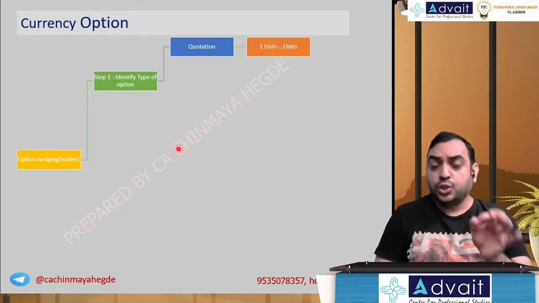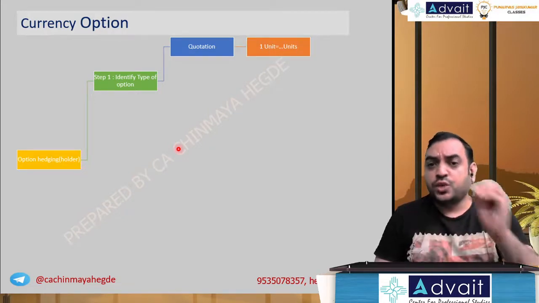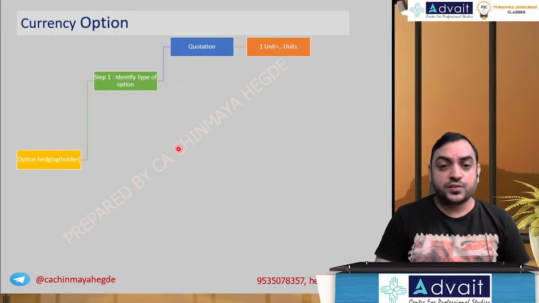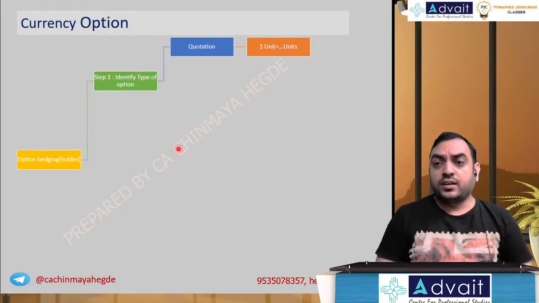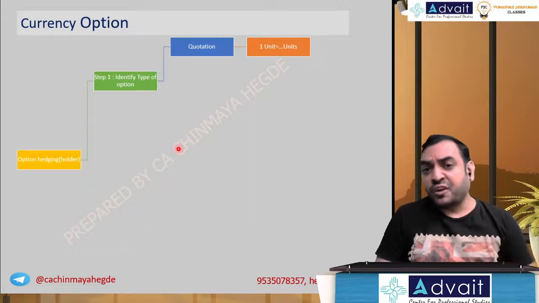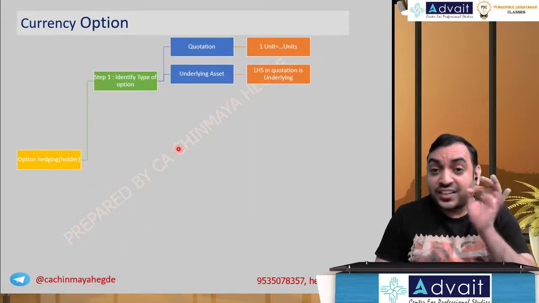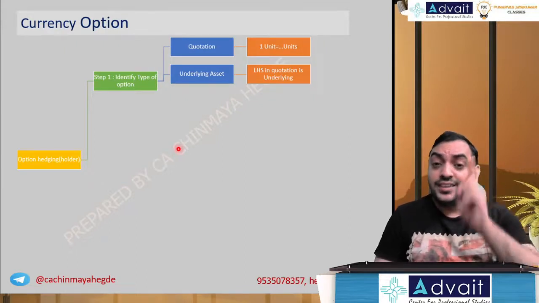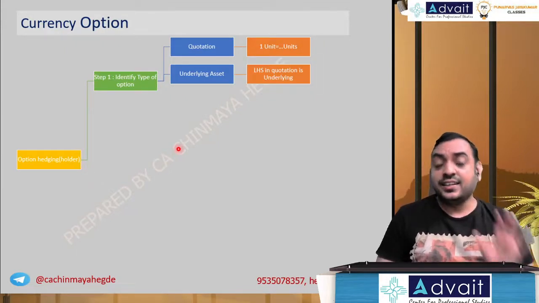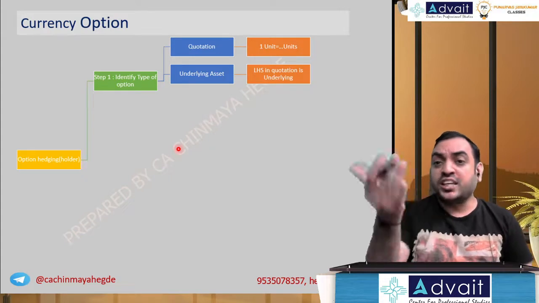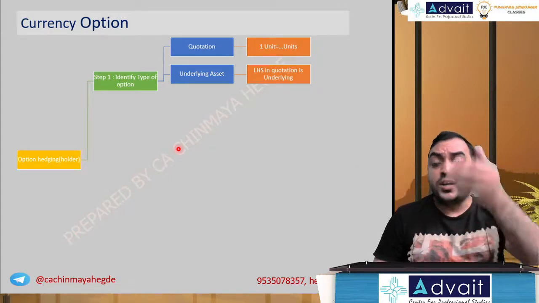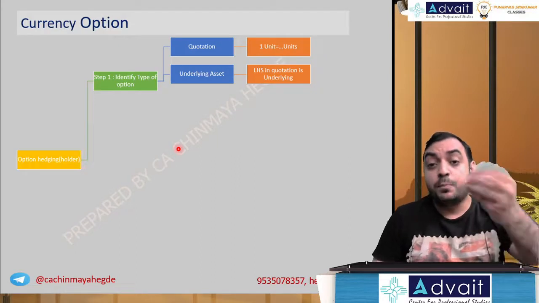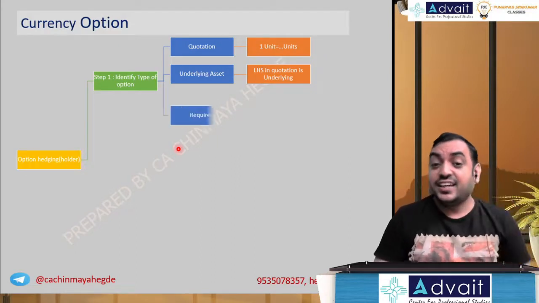Quotation, you will have 1 unit equal to so much: $1 equal to 50 rupees, or one pound equals $1.5. Quotation will be there. The left hand side, what is there? That is the underlying asset. $1 equal to 50 rupees, dollar is the underlying asset. 1 pound equals $1.7, pound is the underlying asset. Left hand side is the underlying asset.